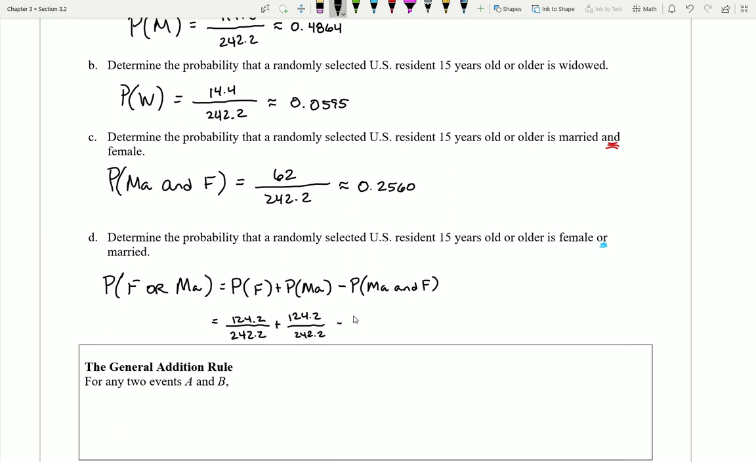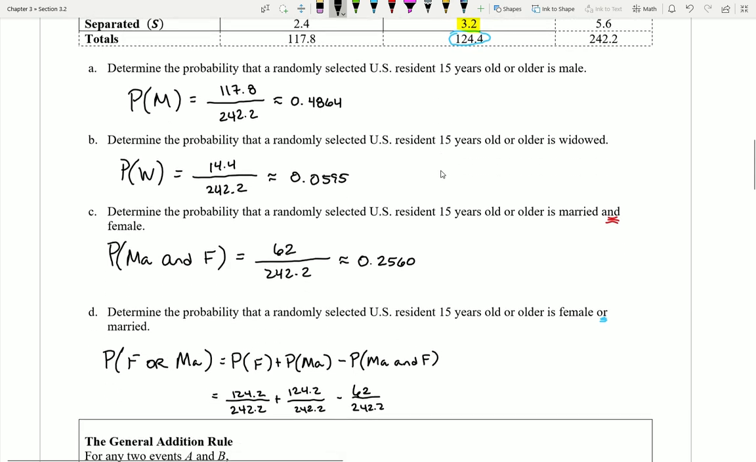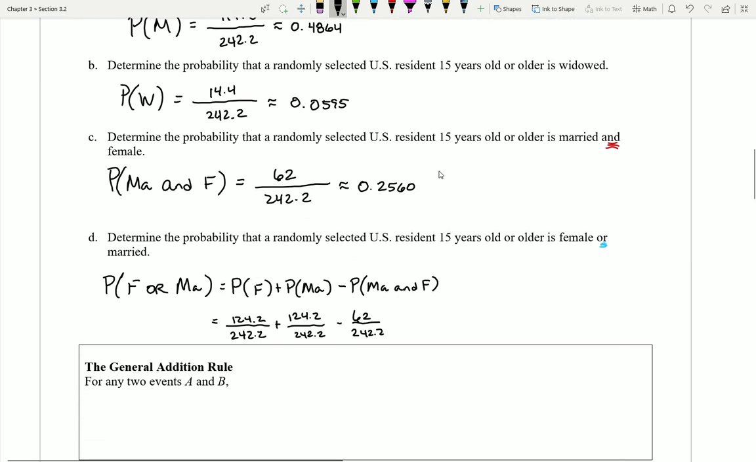And I already calculated up above that there were 62 million individuals that met both descriptions. And since I know I double counted them, I'm going to go ahead and subtract from the total. Right? So I'm adding up all the yellow numbers, I'm adding up all the pink numbers, and I'm subtracting that overlap so I don't double count it. Okay, well, notice that since these are all fractions with a nice common denominator, it essentially simplifies down to just adding and subtracting those numerators together, right?